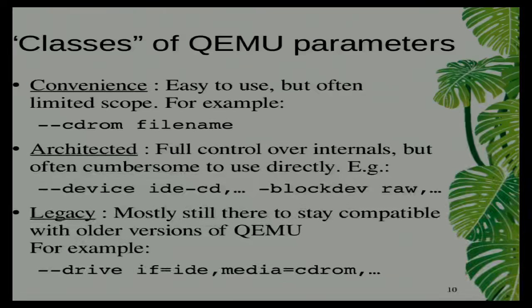Then there are the architected options, and these give you now the full control over the QEMU internals. And here normally you have to specify both sides separately. So for example, to configure a CD-ROM drive, you would say dash device ide-cd for configuring the guest hardware. And to configure the host backend, you would use blockdev raw, and then you can also specify the ISO image on your host somewhere.